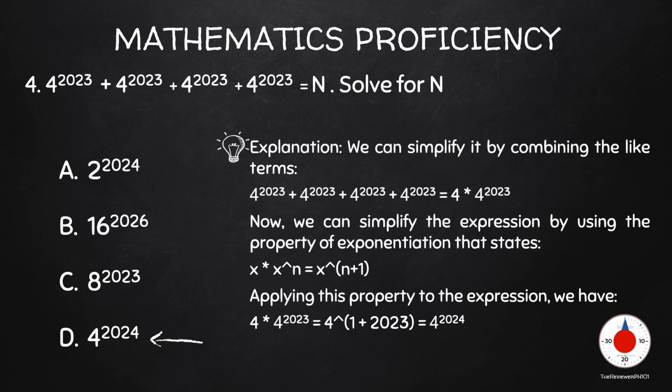Explanation: we can simplify it by combining the like terms. 4 raised to 2023 plus 4 raised to 2023 plus 4 raised to 2023 plus 4 raised to 2023 is equal to 4 times 4 raised to 2023. Now, we simplify the expression using the property of exponentiation that states x times x raised to n equals x raised to n plus 1. Applying this property, 4 times 4 raised to 2023 is equal to 4 raised to 1 plus 2023 equals 4 raised to 2024.